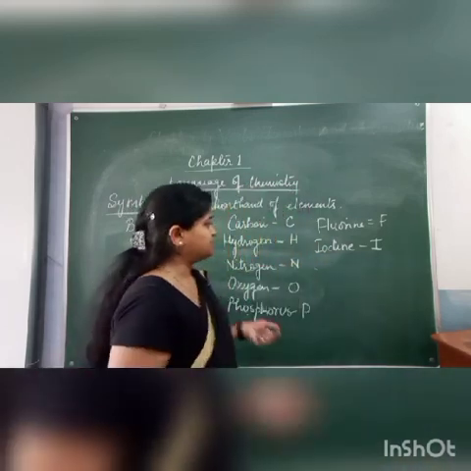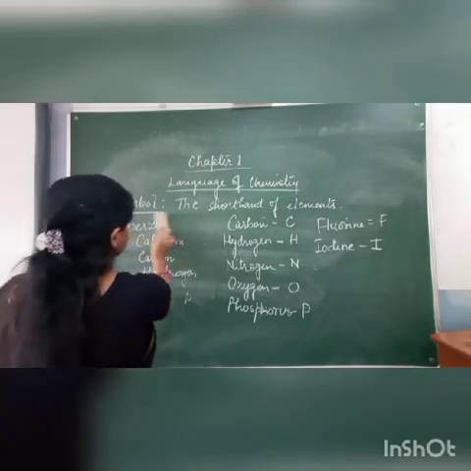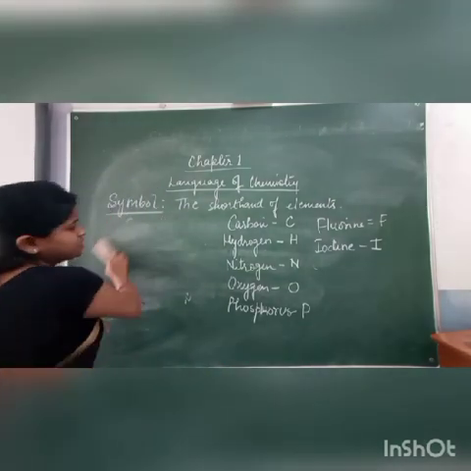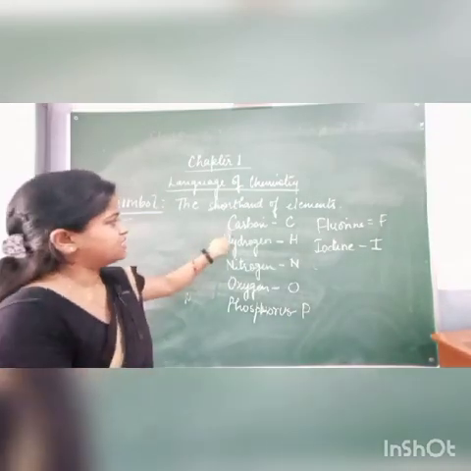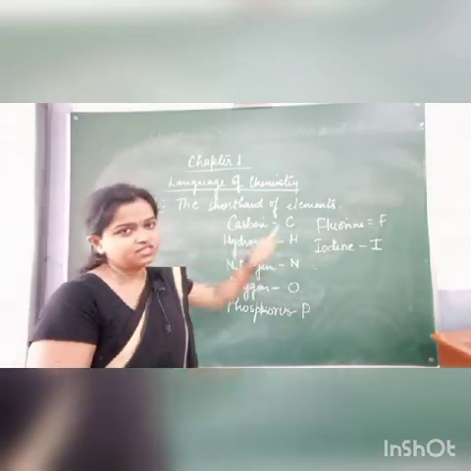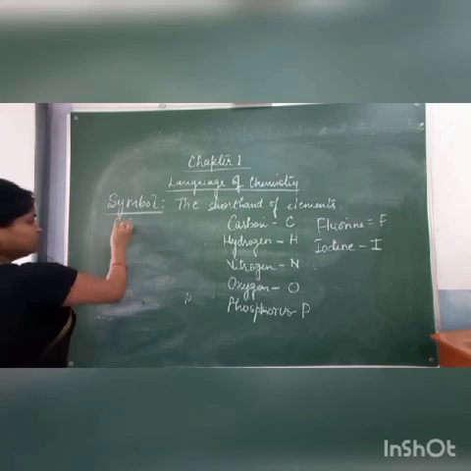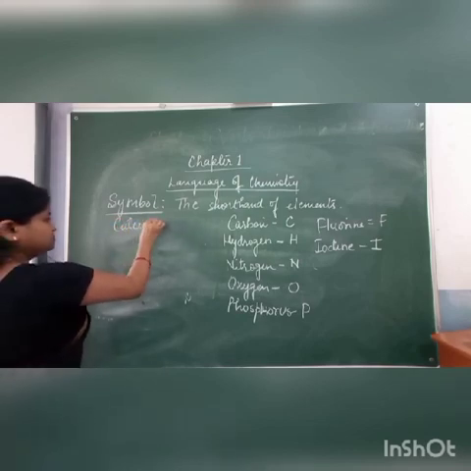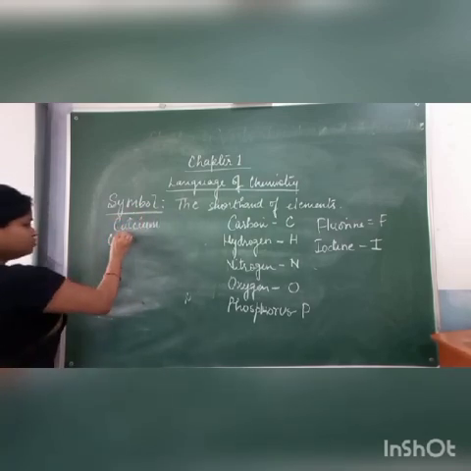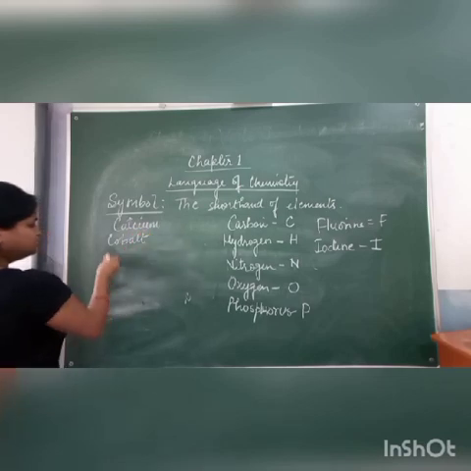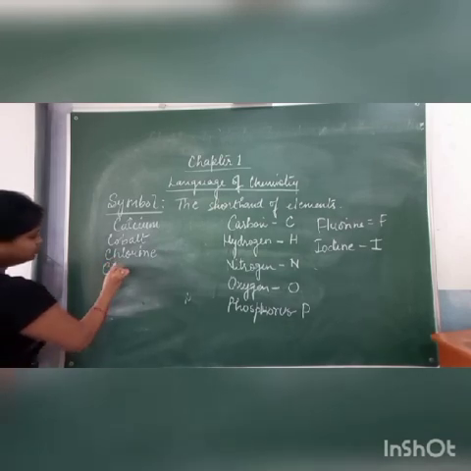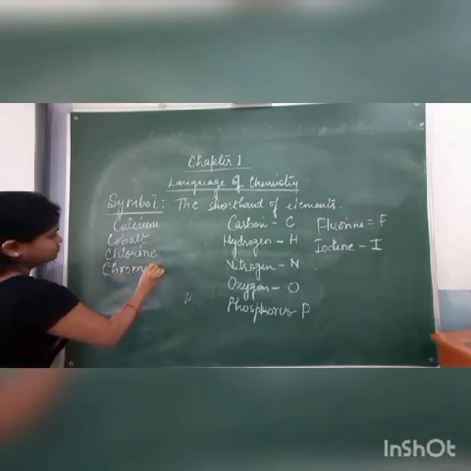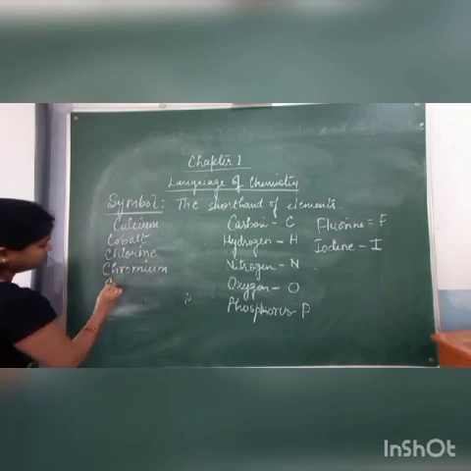But after that, what was the problem? The problem was some of the elements start with the same letter. Such as I have used here carbon, symbol is C. Suppose if I talk about calcium, then cobalt, then chlorine, then chromium, then cadmium.